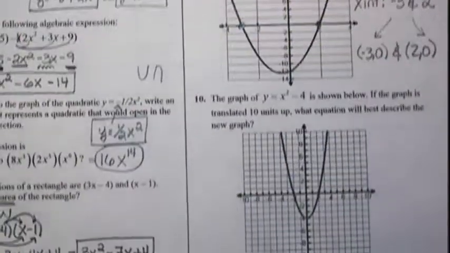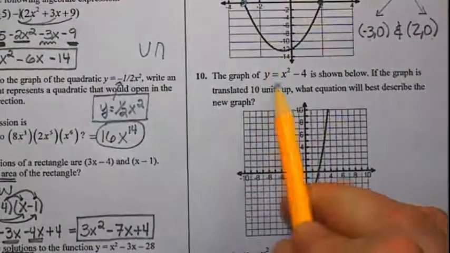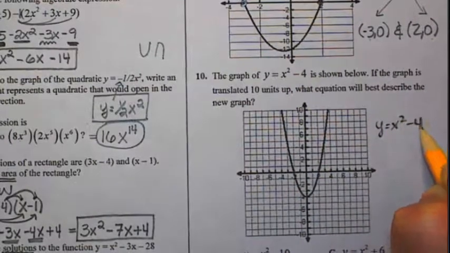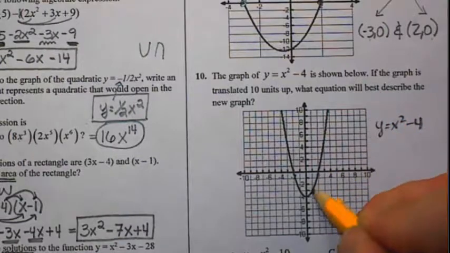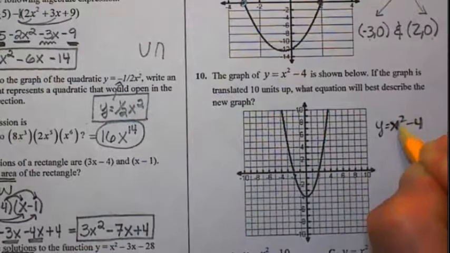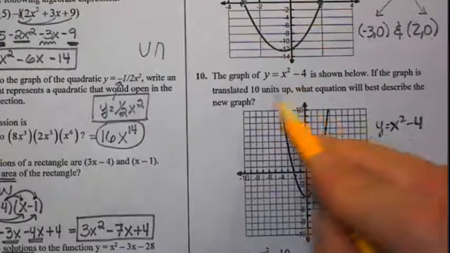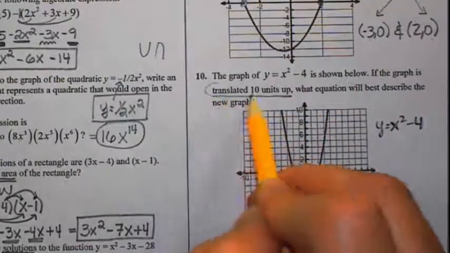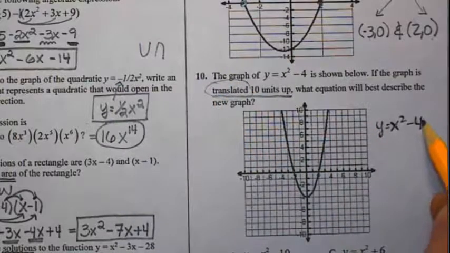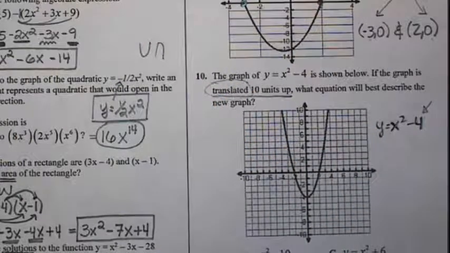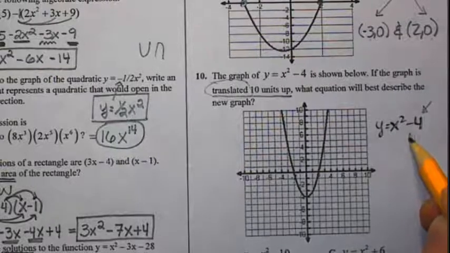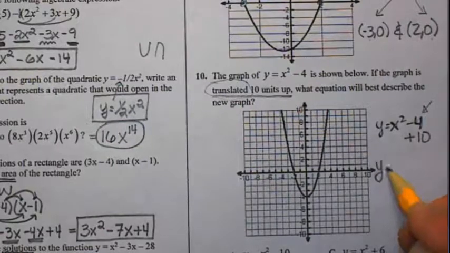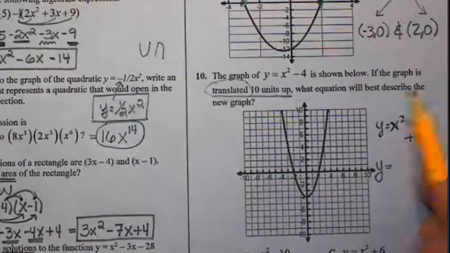Okay. Next question is the graph of y equals x squared minus 4, shown below. So this is what I see over here. And if the graph is translated 10 units up, the keyword here is translated. Translated means that I'm working with this number right here. So I'm going to translate up, so that means plus 10. So what equation will best describe the new graph?